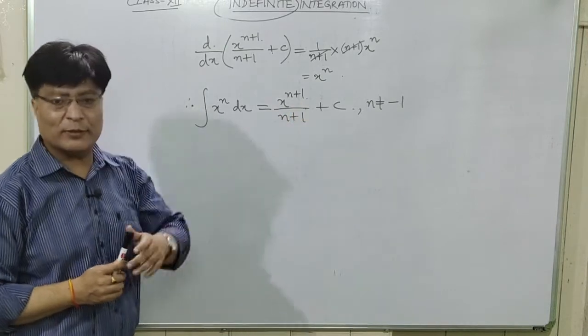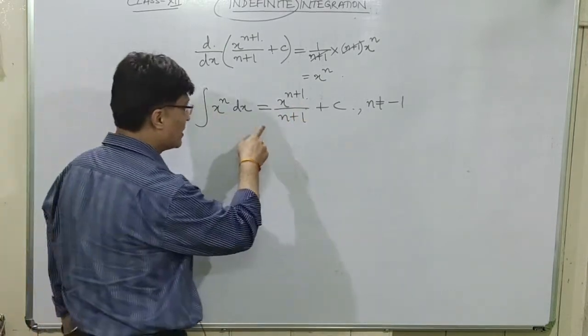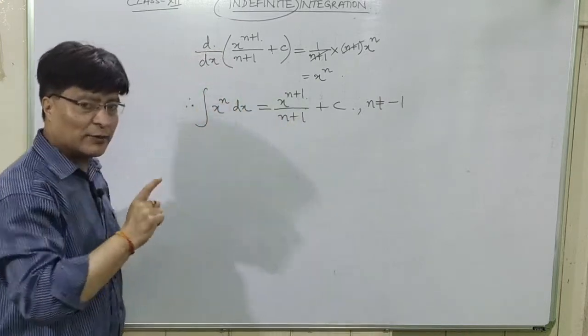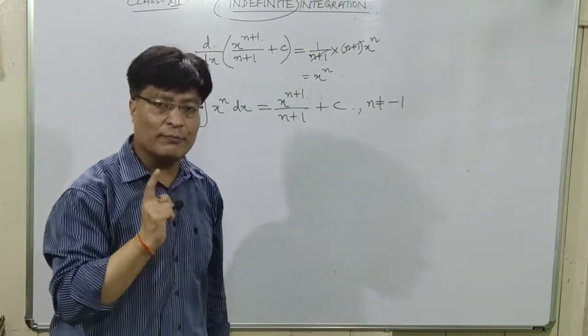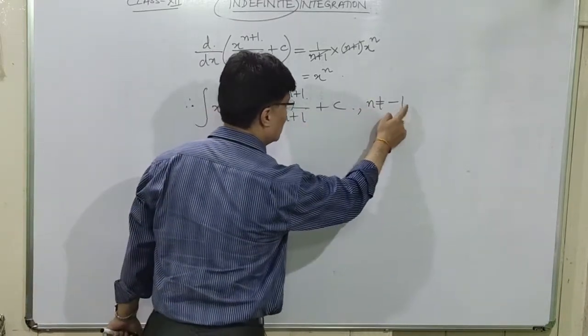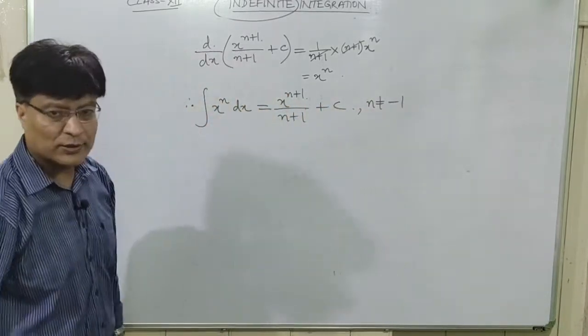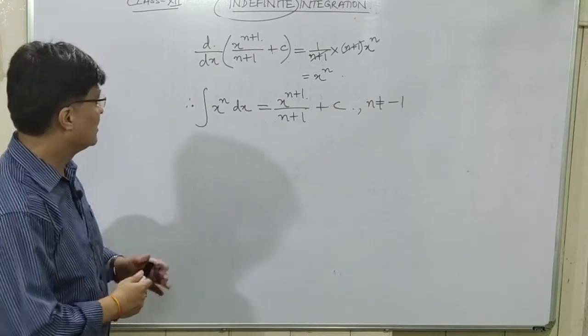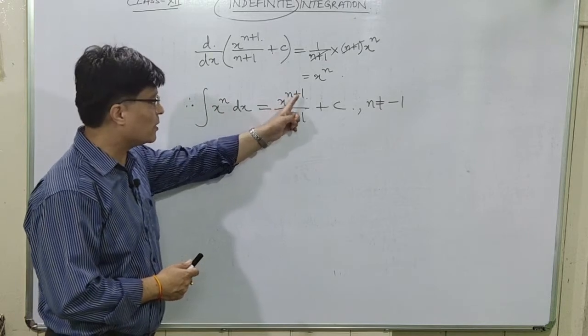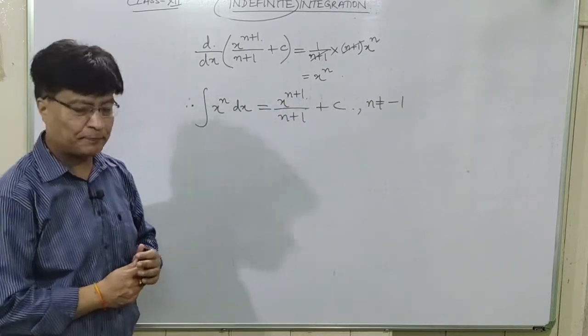किनभने n is equal to minus 1 भयो भने चाहिँ के हुन्छ? n is equal to minus 1 भने चाहिँ यो डिनोमिनेटर minus 1 plus 1 के भयो 0, and something divided by 0 is undefined or meaningless, you know that, right? So that's why here it is n not equal to minus 1. So I think you have understood it. Okay, so what is the formula for integration of x to the power n dx is equal to x to the power n plus 1 divided by n plus 1 plus c.